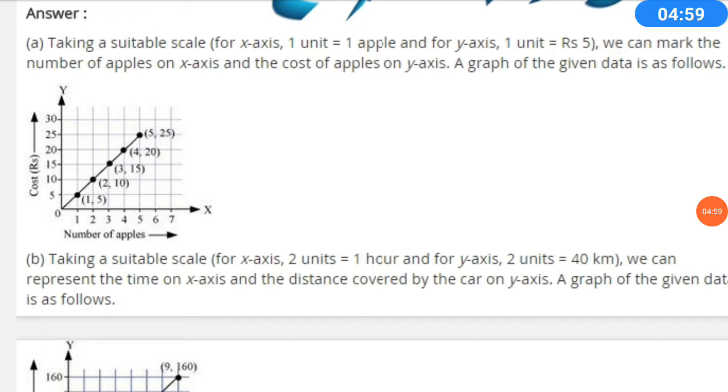Moving toward the B part of the question, it is said that taking a suitable scale for the x and y axis we are having, that is unit 1.